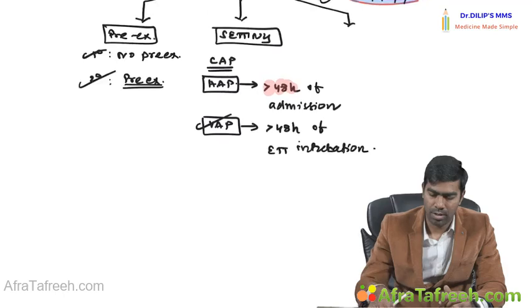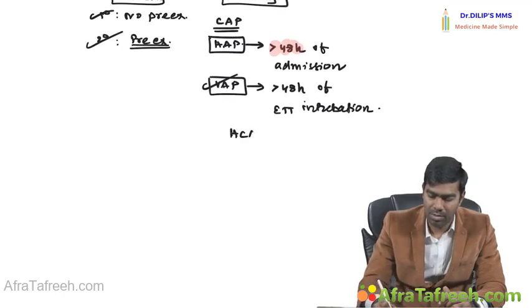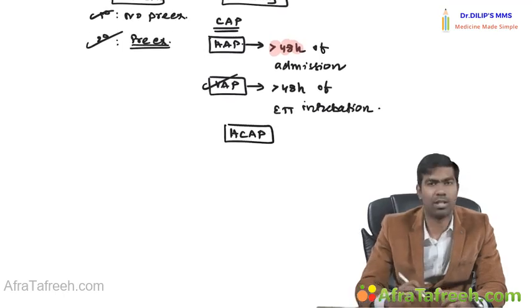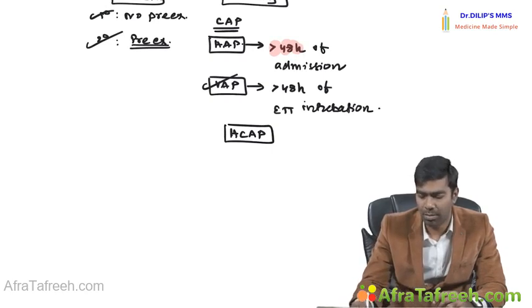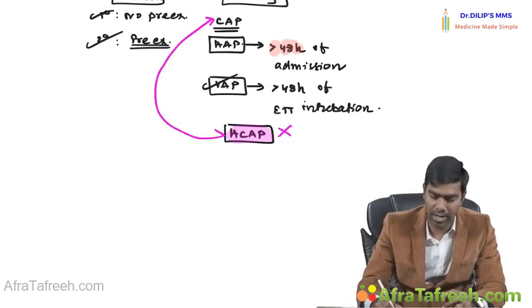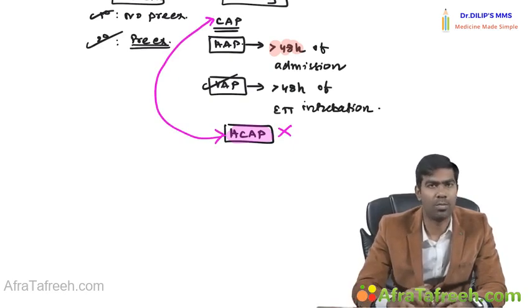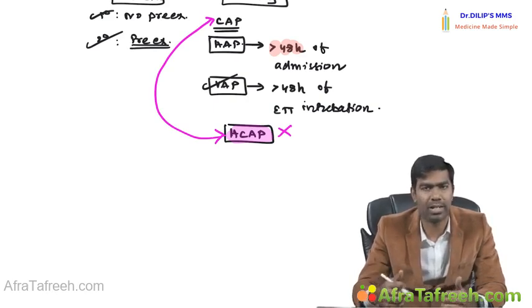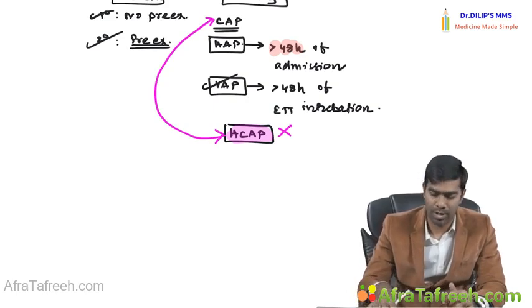Clear? But you had another term called healthcare associated pneumonia, called HCAP. But now this terminology was completely abandoned by many textbooks because it was merged with community-acquired pneumonia. So now we don't have a separate definition for healthcare associated pneumonia, but instead it is merged along with community-acquired pneumonia.